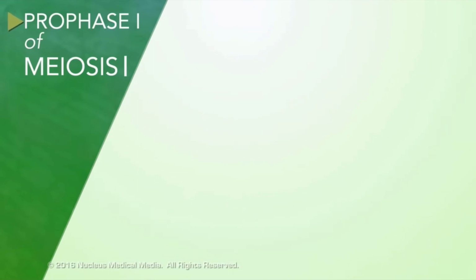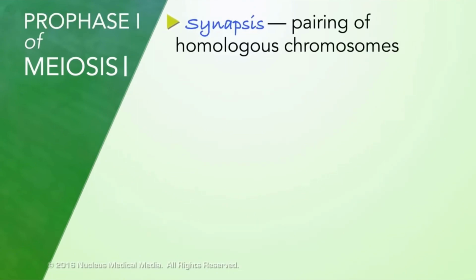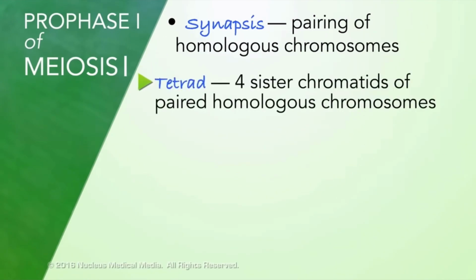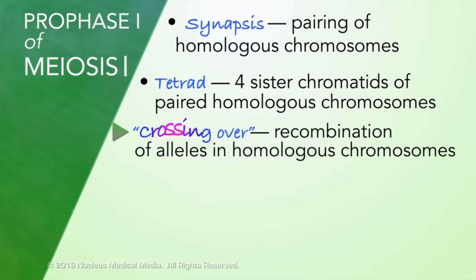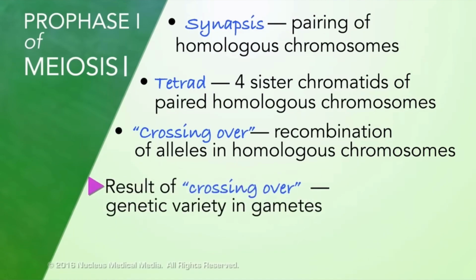And here are some key points to remember about prophase 1. The pairing of homologous chromosomes called synapsis occurs. Each pair of homologous chromosomes, consisting of 4 chromatids, is called a tetrad. During the process of crossing over, chromosomes in homologous pairs exchange segments of alleles. Crossing over results in genetic differences in gametes. All gametes produced by meiosis are haploid.